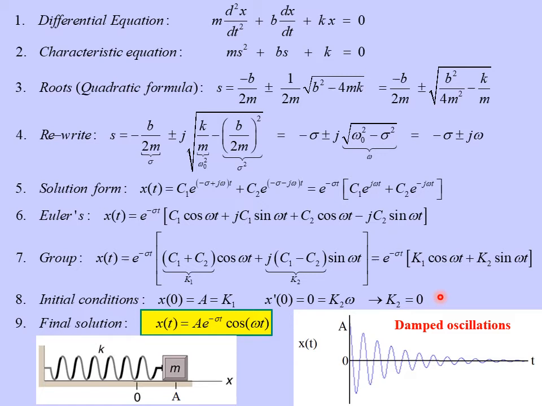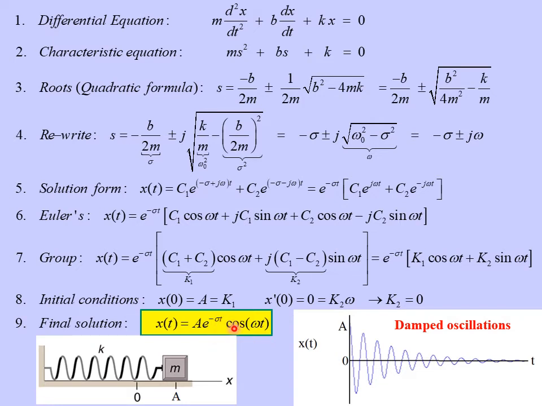Our final solution then, with K1 equal to A, the amplitude, and K2 equal to 0, comes down to a very simple looking form. x of t, the position of this mass, is given by the following equation: A, which is the amplitude right here, times e to the minus sigma t times cosine of omega t.